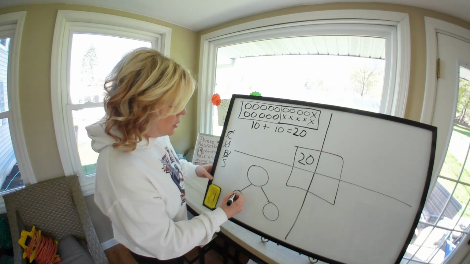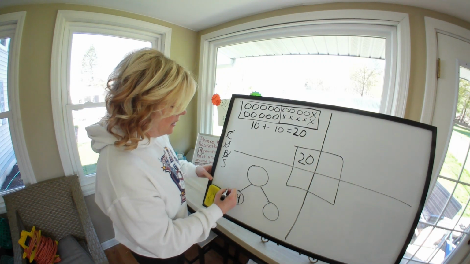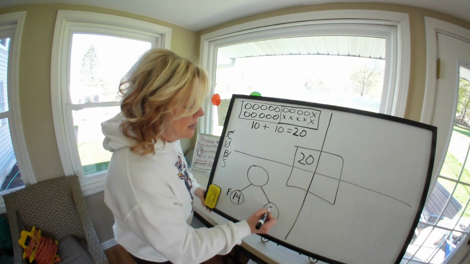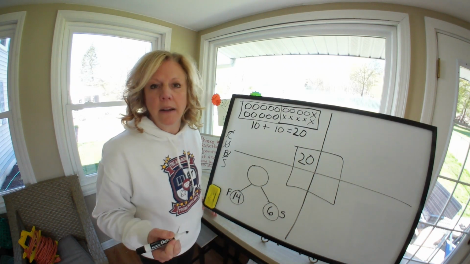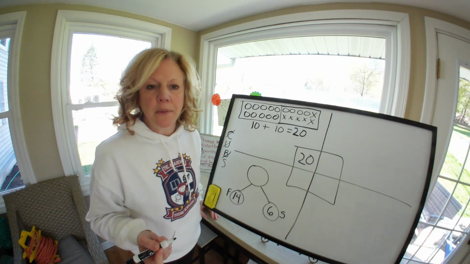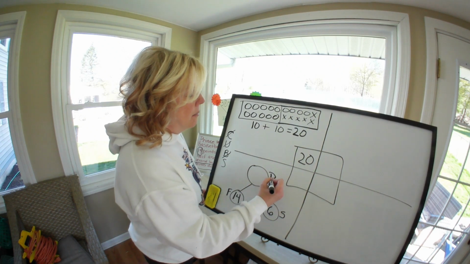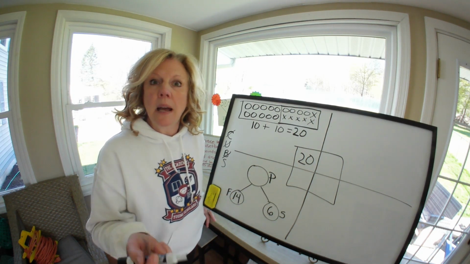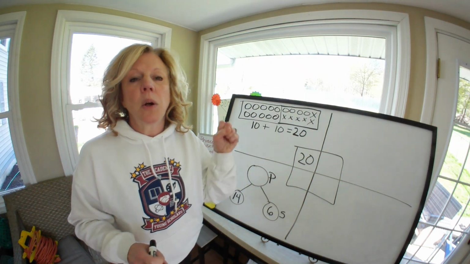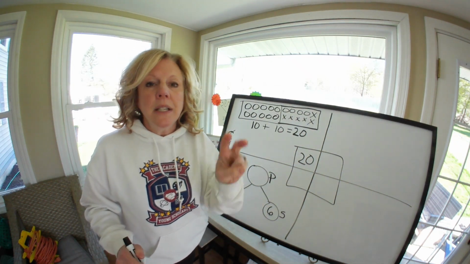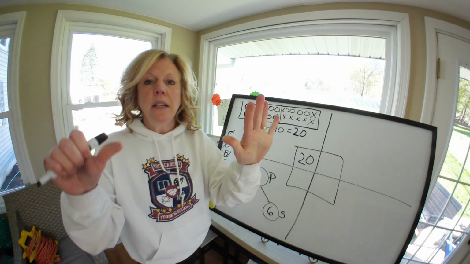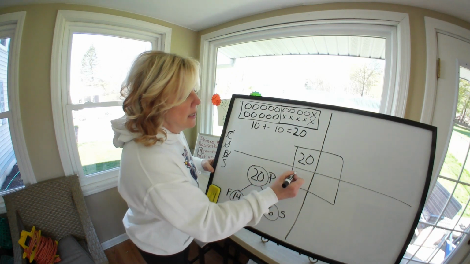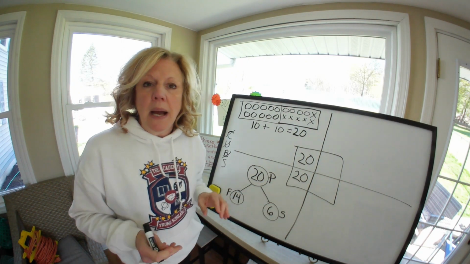So we said that he scored 14 in the first half. We're going to label that F for first half. Then he scored 6 in the second half, and we're going to label that S for second half. Then we want to know how many points he scored altogether. So what we're going to do is we're going to punch our bigger number and count up. So 14 is our bigger number. We're going to punch 14, 15, 16, 17, 18, 19, 20. That's right, we landed on 20. So we put our 20 here, and then we have to put our 20 in the box.